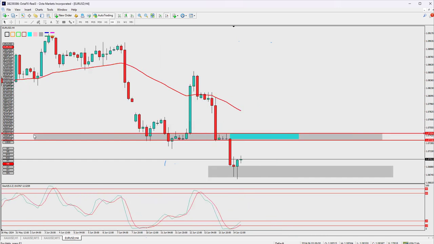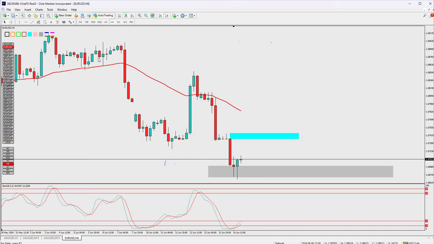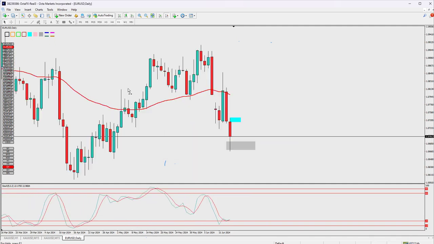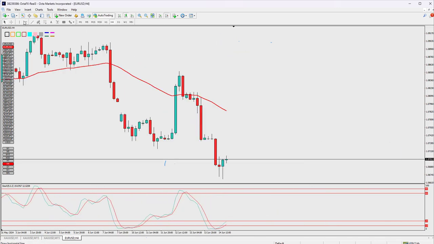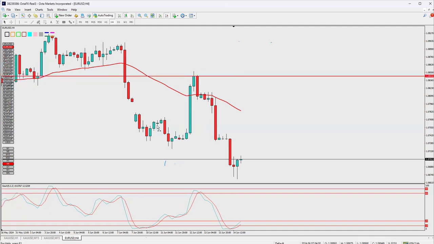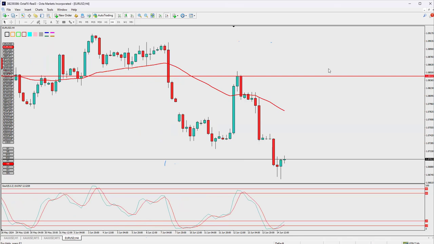Let's look at this pair. Let's look at this zone, I mean. You can see at this point, before the market reacted, you can see on H4, the market reacted from this zone right here. The market reacted from that zone. There's a reason why it reacted from that zone.